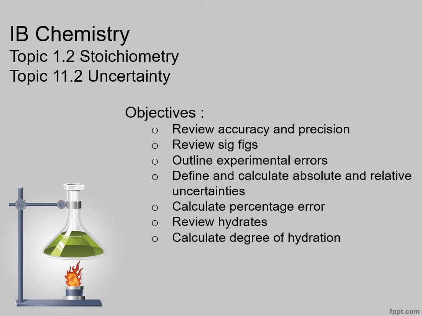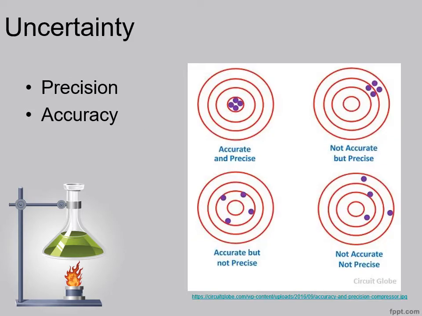Welcome to our video lecture on uncertainty and stoichiometry. Our objectives for today are to review accuracy and precision. We're going to review sig figs. We're going to outline different kinds of experimental errors. We're going to define and calculate absolute and relative uncertainties, and then we're going to calculate percentage error. Finally, we're going to get to some stoichiometry. We're going to review hydrates and then calculate degree of hydration.